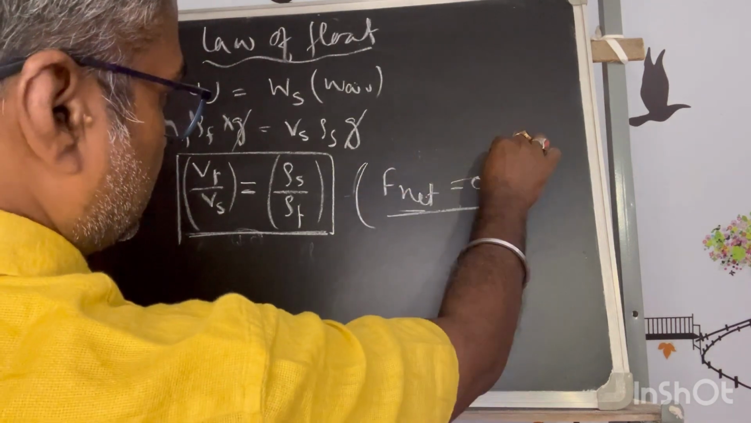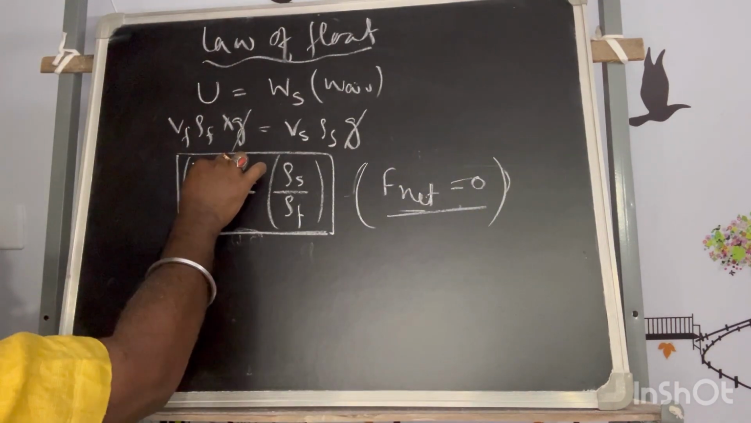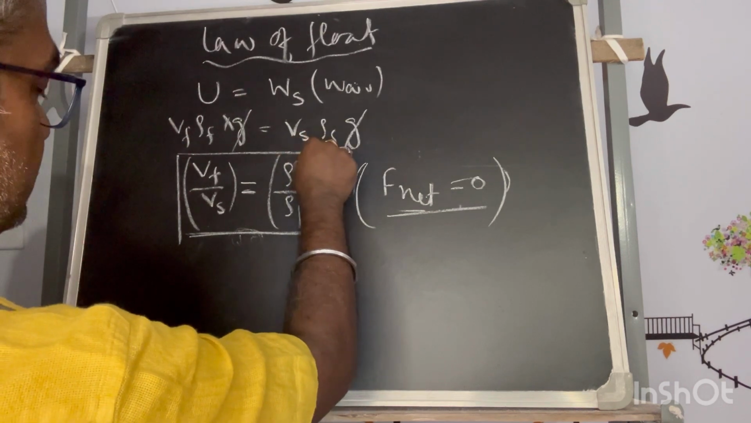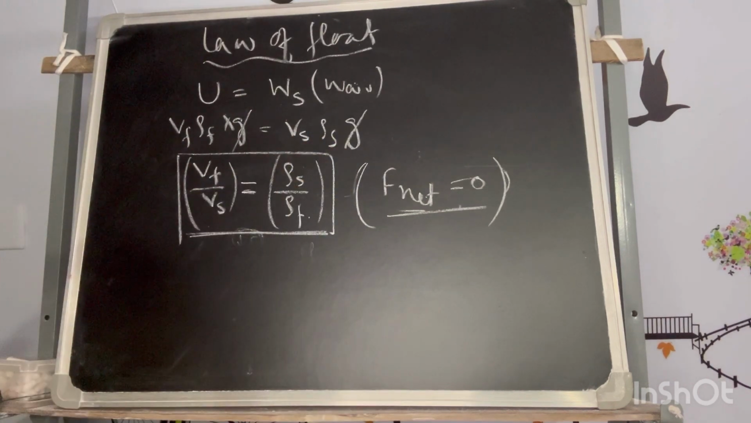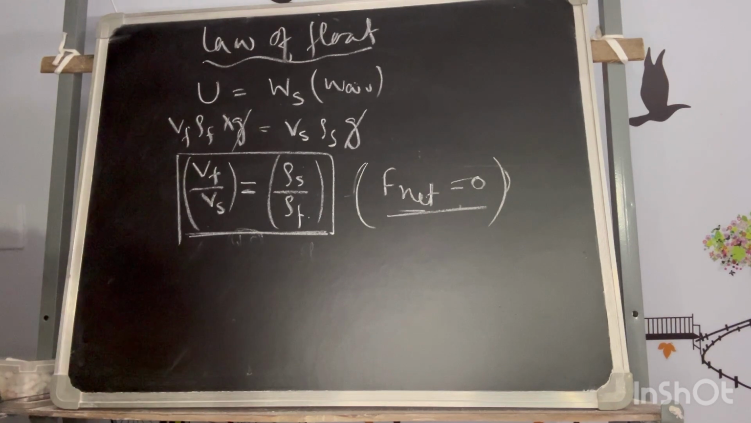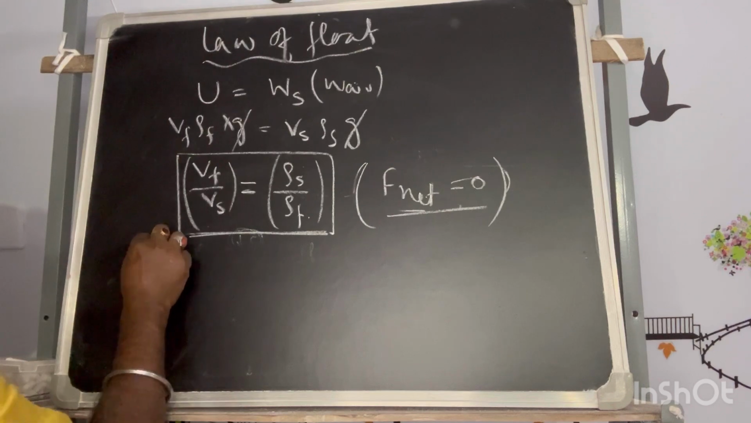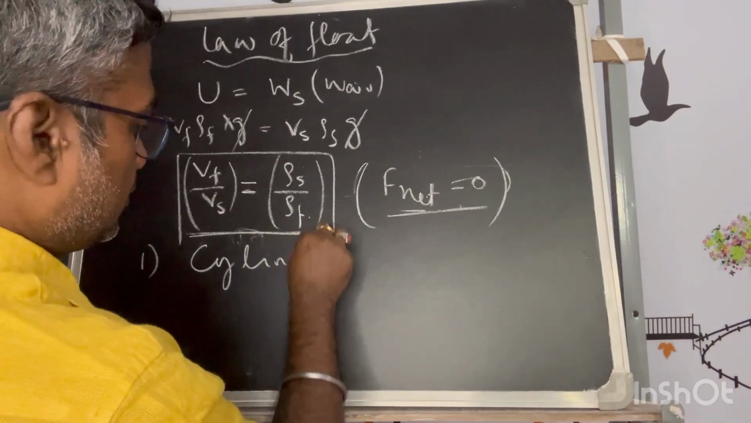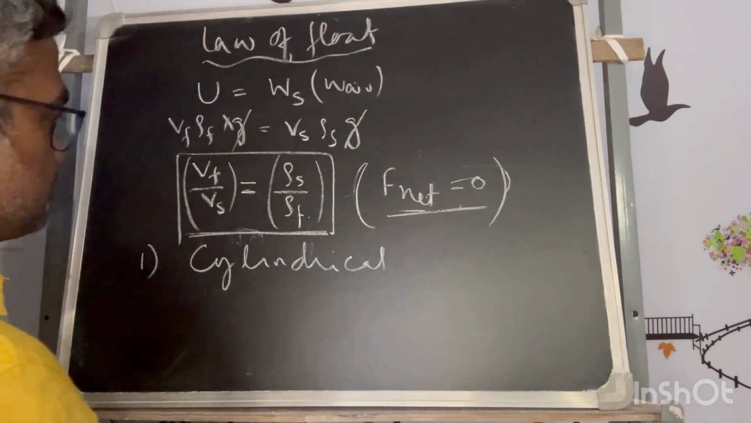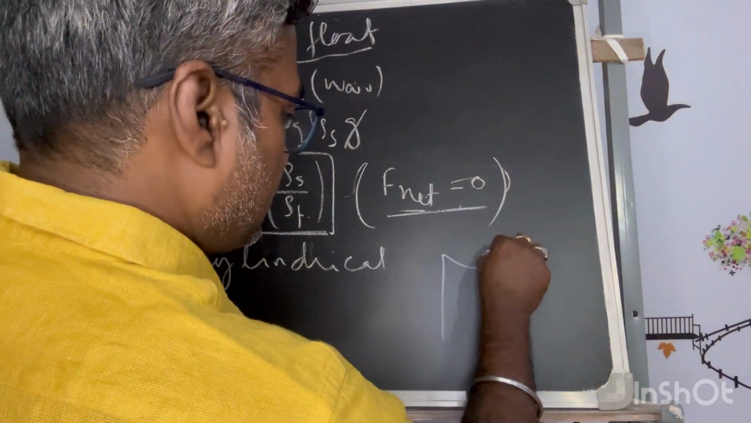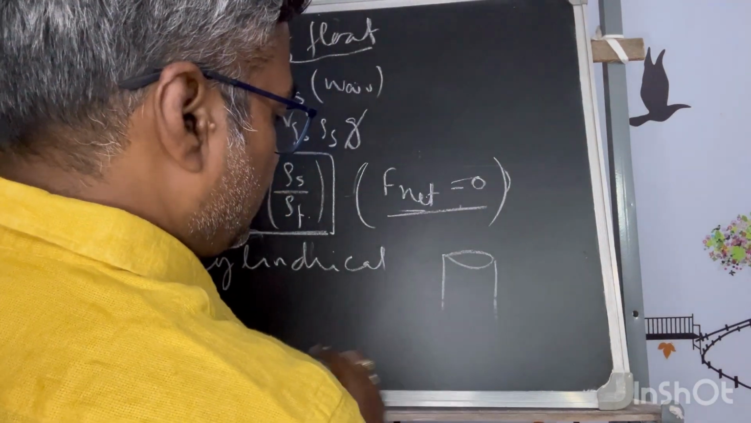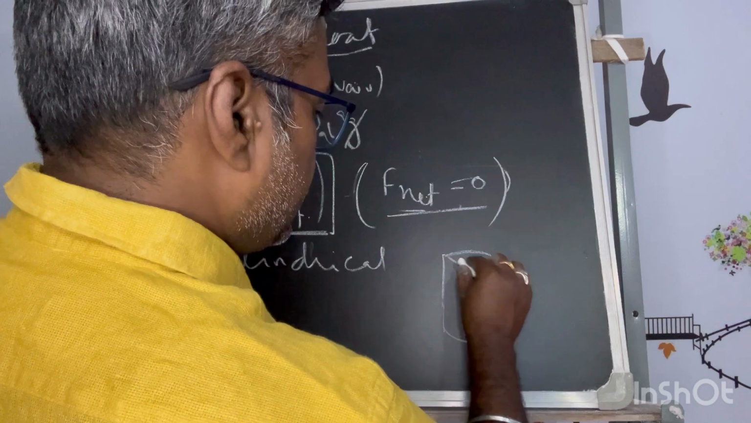condition. The volume of fluid by volume of solid is equal to the reverse, that is, density of solid by density of fluid. So this could be if the body is cylindrical. These are some unique cases. For a cylindrical body, how can you calculate the volume? You may calculate the volume by this.